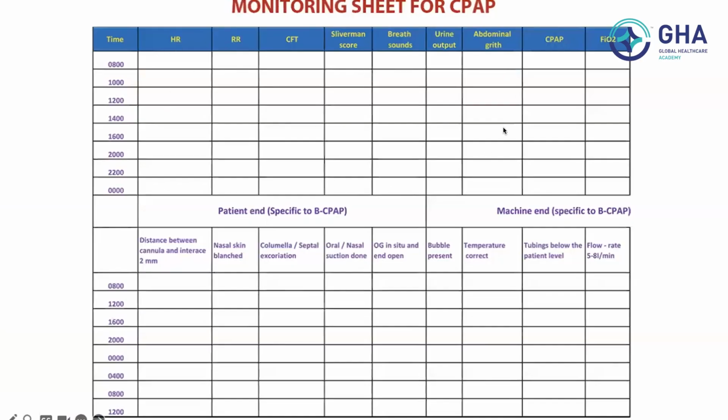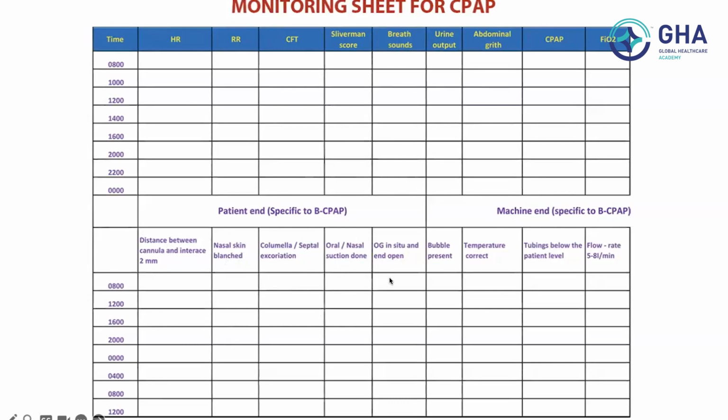So this is a chart you can see here. On the top, you have what you need to monitor in the baby: the respiratory rate, heart rate, capillary refill time, Silverman score, breath sounds in the axilla, urine output, abdominal girth, CPAP pressure, and FiO2. On the bottom, you can see the patient end, what you need to monitor: the distance between the interface and the columella, whether the nose is blanched or not, how the columella is, and the nasal secretions. On each shift, one has to open up the prongs, add saline drops and clean the nostrils. And the OG tube should be in place, and the tip of the OG tube should be above the level of the tummy.